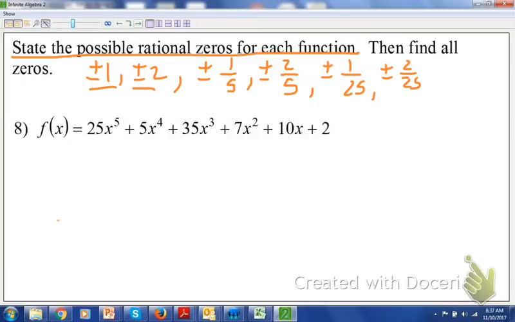Y'all working? Where do we want to start? 1/5. That's where you want to start? I'm all for starting with 1/5. Zach said start 1/5.